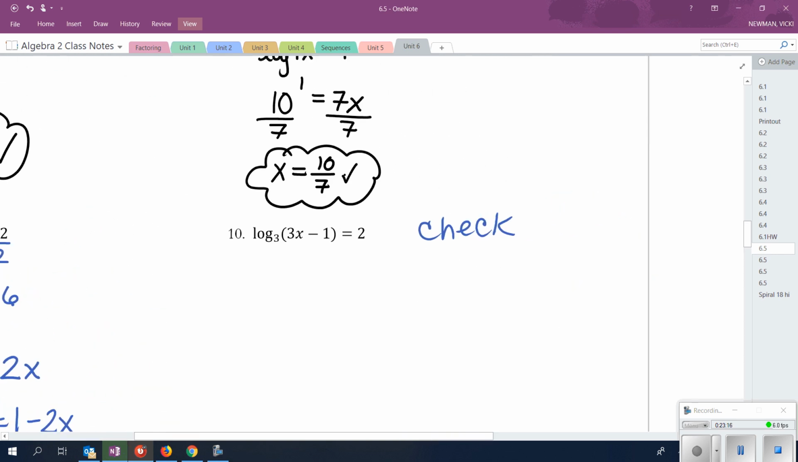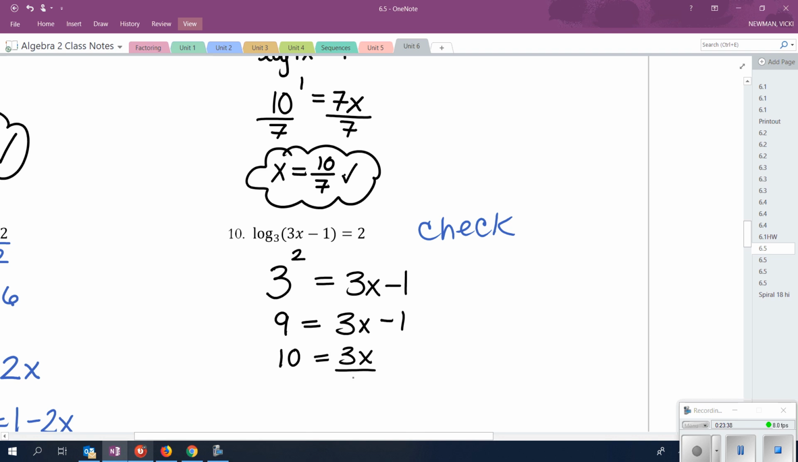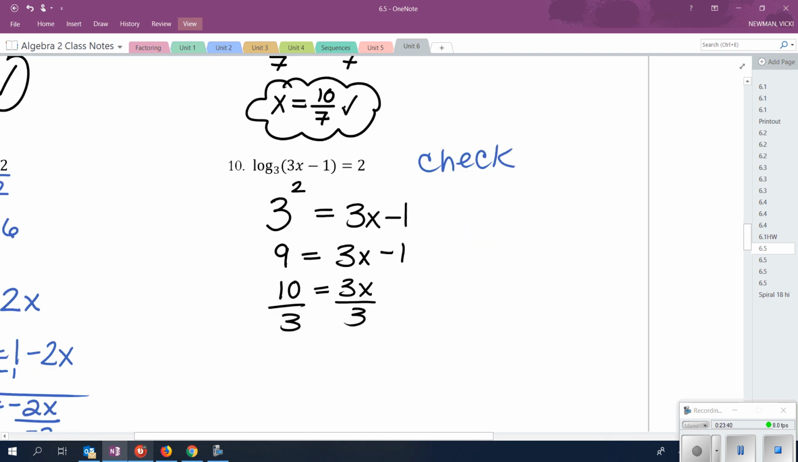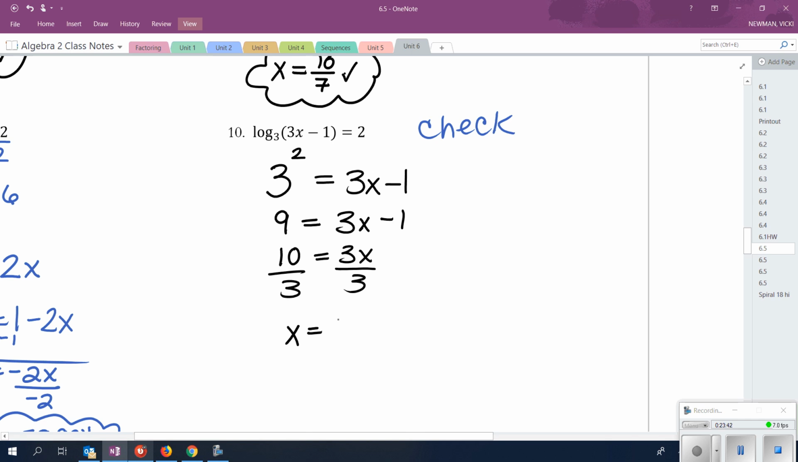Okay, so then number 10. Get the weird thing alone. It is. Undo the weird thing. So change it to exponential form. 3 logarithm is exponent, so squared, equals 3x minus 1. You know 3 squared is 9. Add the 1. Divide by 3. Baby linear equation. You can solve those in your sleep. So x equals 10/3.